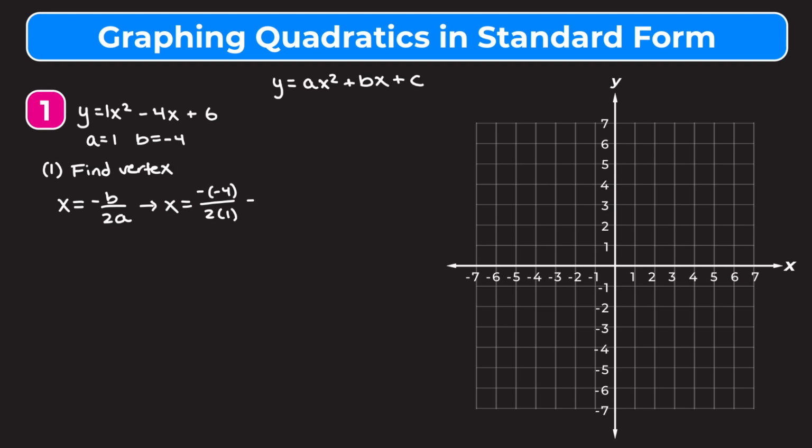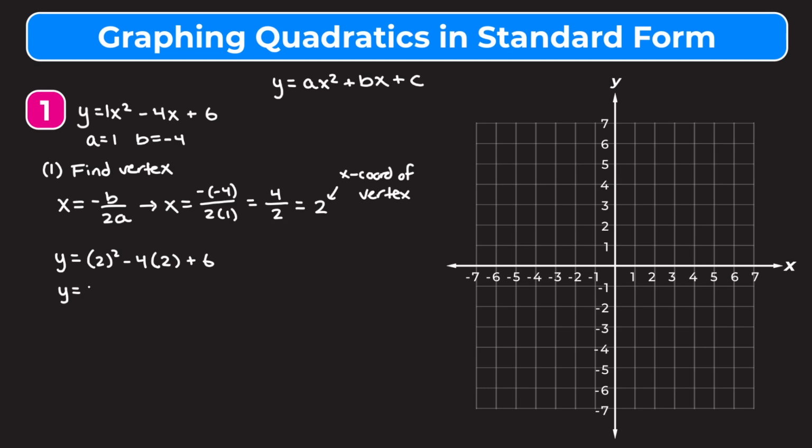And we're just going to simplify this. So negative negative 4 is positive 4. And 2 times 1 is 2. And 4 over 2 is 2. So we get 2 as the x coordinate of our vertex. And now to find the y coordinate of the vertex, we're going to plug that back into our equation. So we're going to plug in 2 for x. So we're going to have y equals, instead of x squared, we're going to have 2 squared minus 4 times 2 plus 6. And now we are just going to simplify and evaluate this for y.